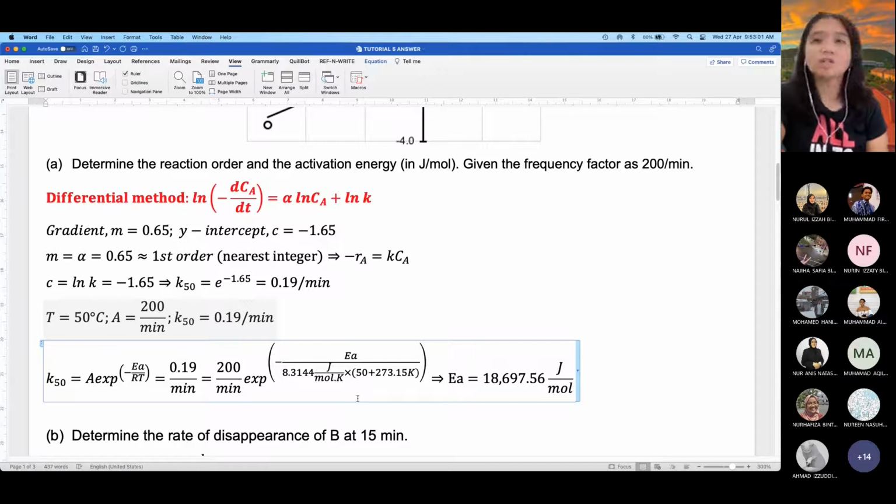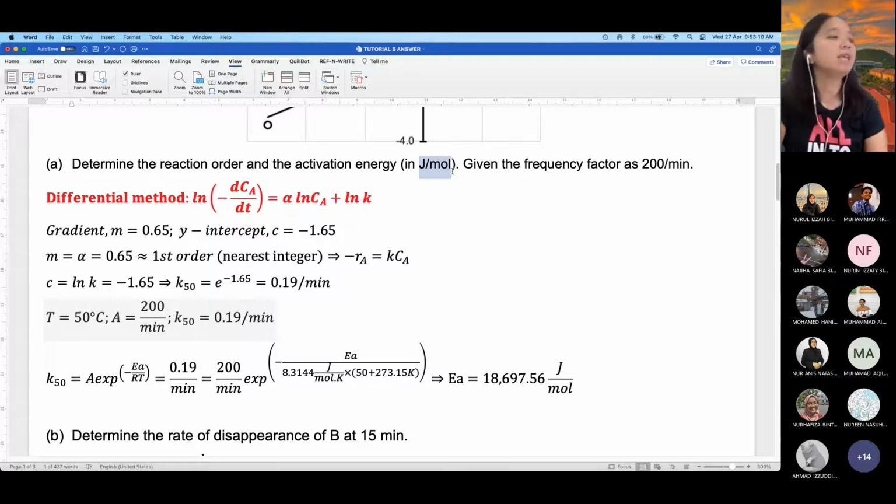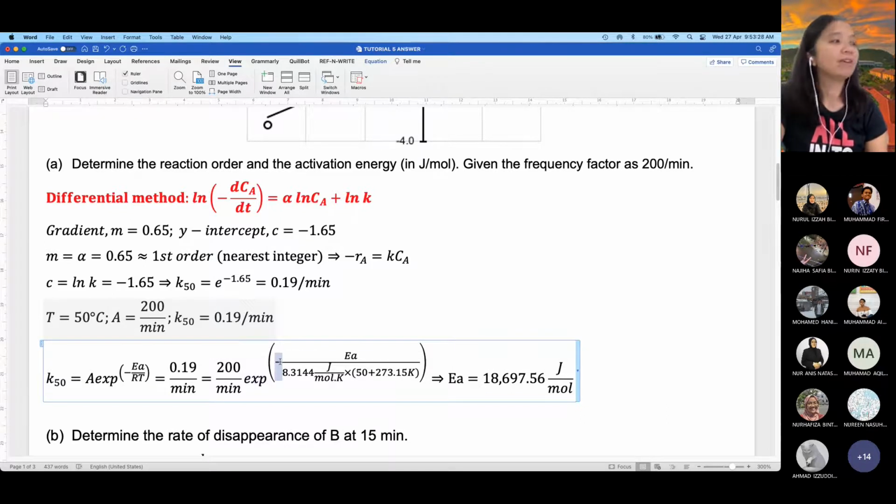Okay, R, the gas constant. In this case you have to be very careful because we have two gas constants, either 1.987 calorie per mole Kelvin or 8.3144 joule per mole Kelvin. However, in this question they want joule per mole, so automatically it will be 8.3144 joule per mole Kelvin. Don't forget, in this Arrhenius equation we have a negative sign: A exponential negative EA over RT, because sometimes students have the tendency to forget the negative sign in front in the Arrhenius equation.